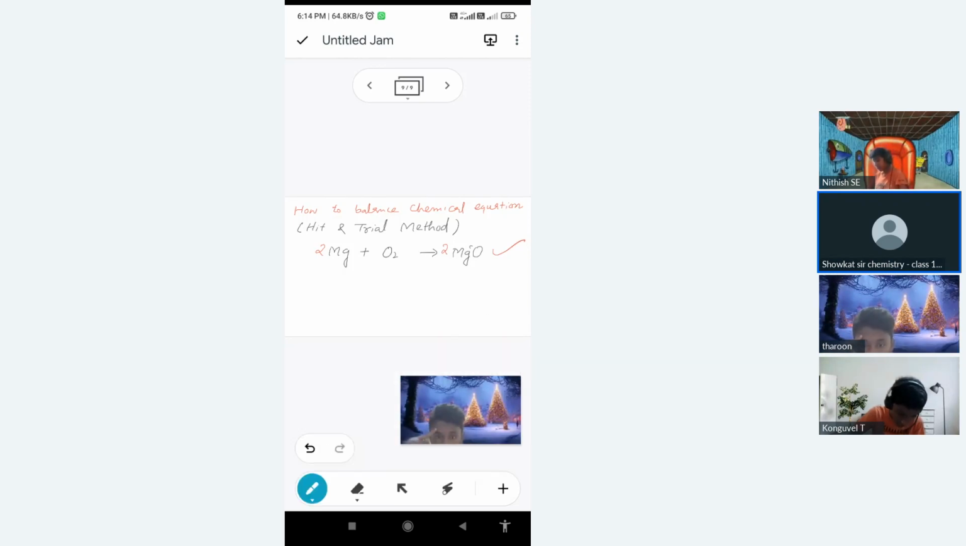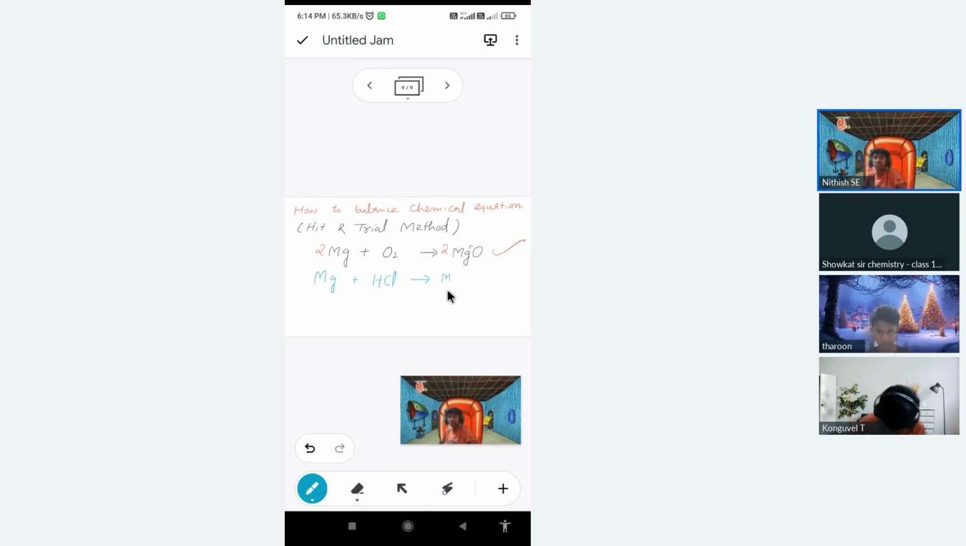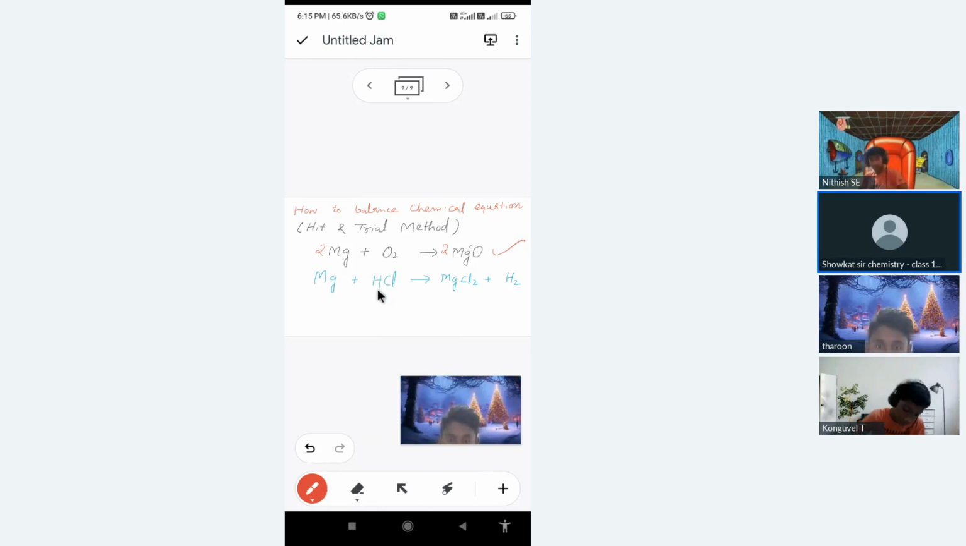Okay, then I will write another equation. For example, magnesium reacts with hydrochloric acid and gives magnesium chloride, MgCl2, plus hydrogen, H2. So how to balance this? Mg plus HCl gives MgCl2 plus H2. Yes, exactly, put a number in front of HCl. See, here we are having HCl with one hydrogen.